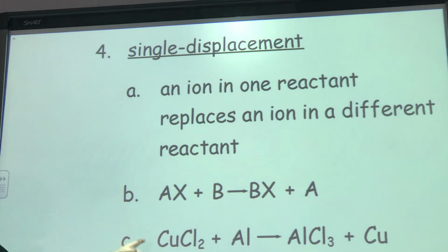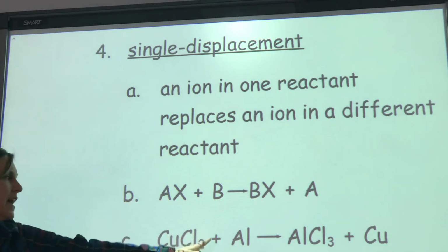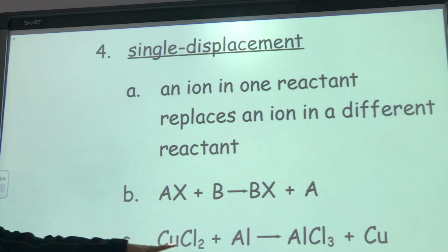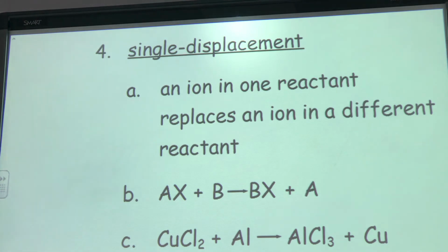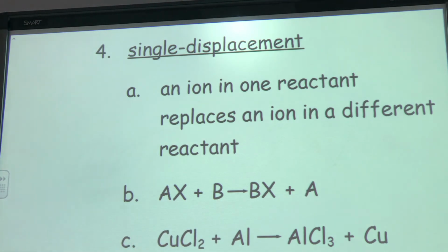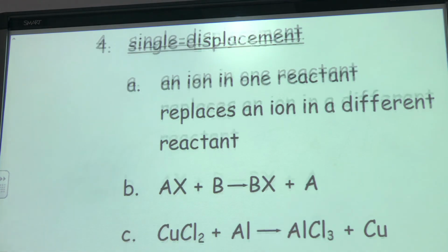Good example of this is copper chloride, and we add aluminum to copper chloride. Aluminum is more reactive than copper. It says, see you later, copper. It kicks it out, and aluminum then joins with the chloride, and copper goes away by itself. That's a single replacement or single displacement reaction.